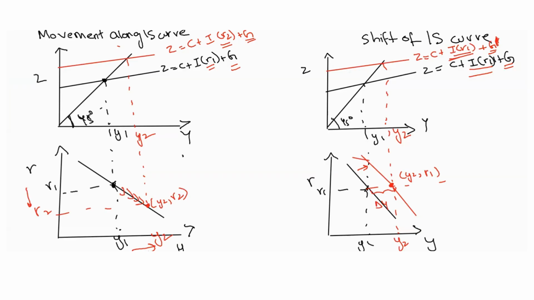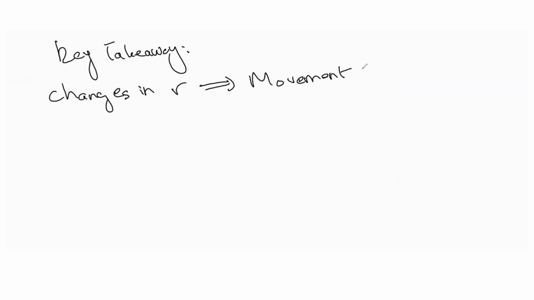So now let's look at the key takeaway from here. The key takeaway is that changes in R cause movement along the IS curve. Because when R changes, Y changes, you just move from one point to the other. Movement along the IS curve. Changes in factors that affect demand for goods.